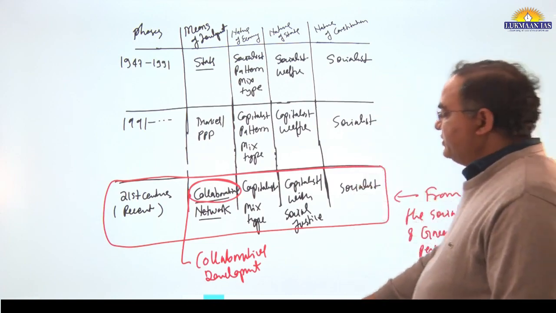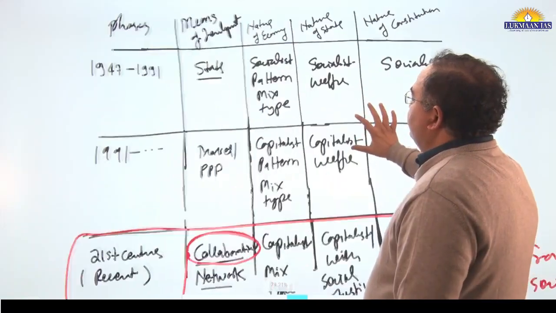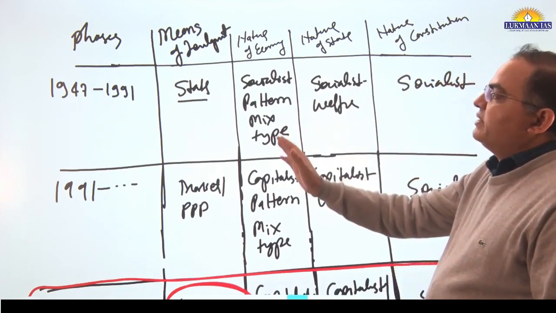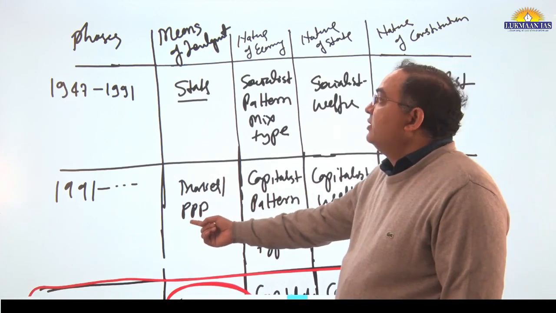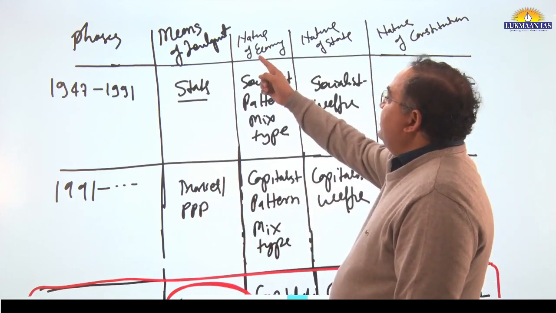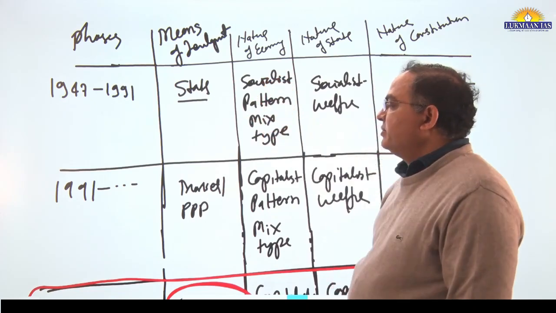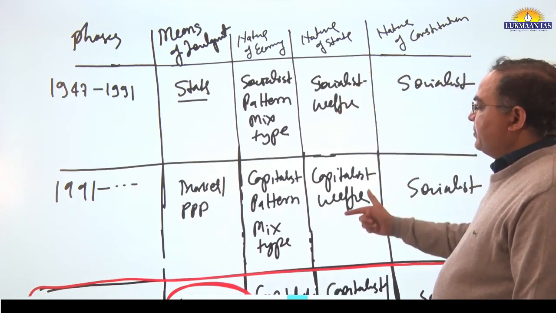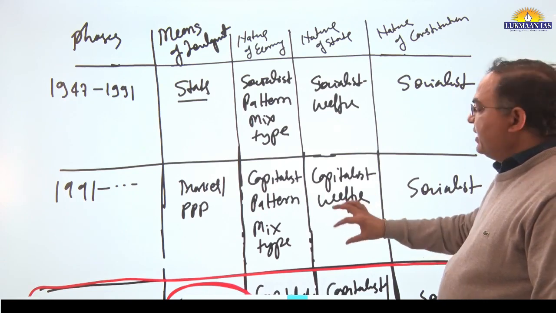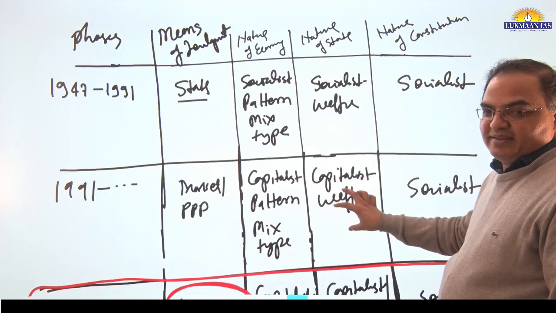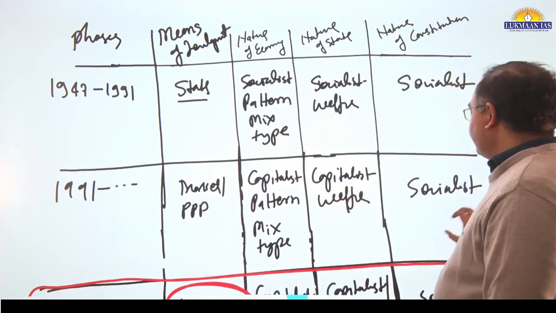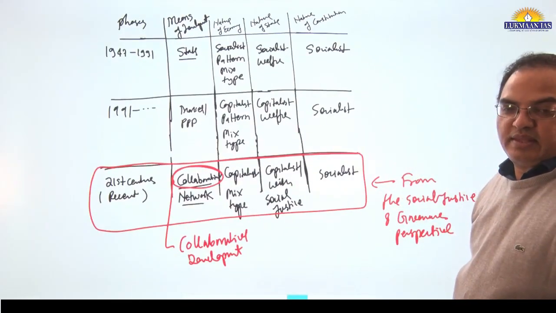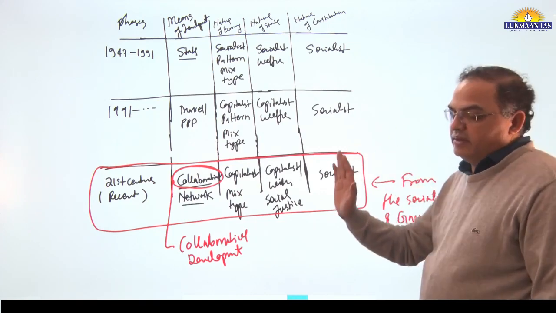Here we are talking about the nature of a state. What has happened? The means of development changed. Then the nature of economy: it was a socialist pattern of mixed type. Now the nature of economy is a capitalist pattern, mixed type. Socialist welfare, capitalist welfare. We have tried to become Western-type countries. But the nature of the constitution remains the same. Are you able to understand?